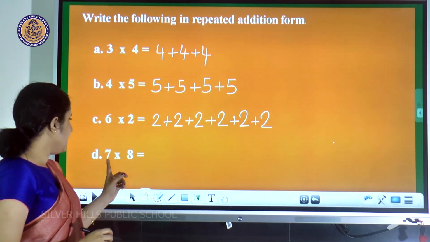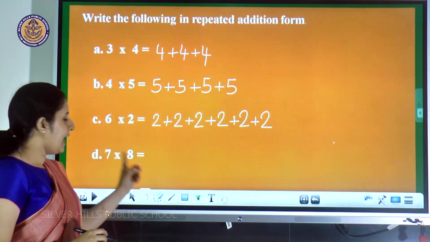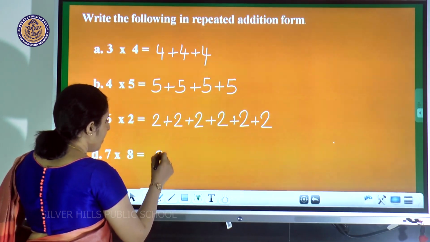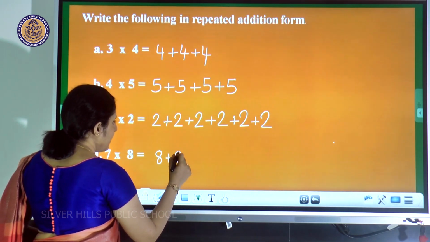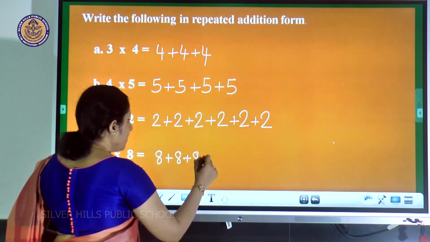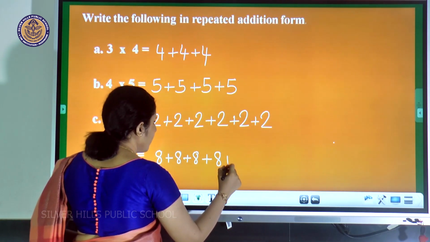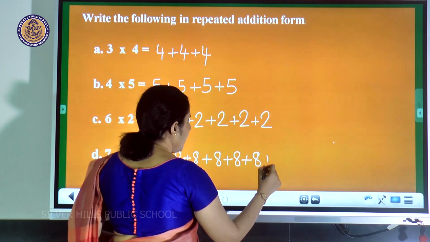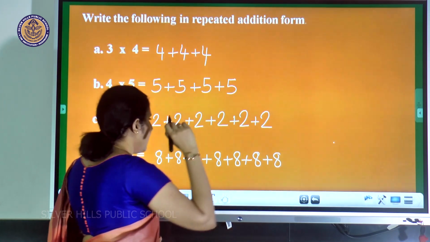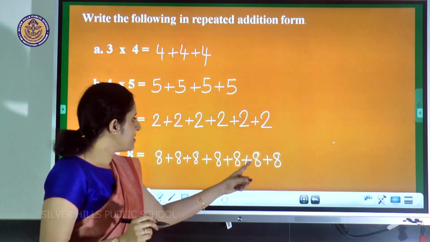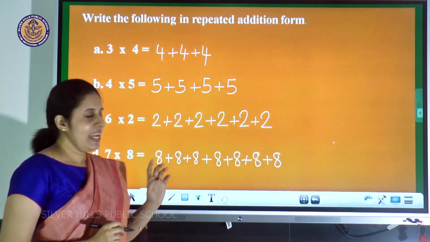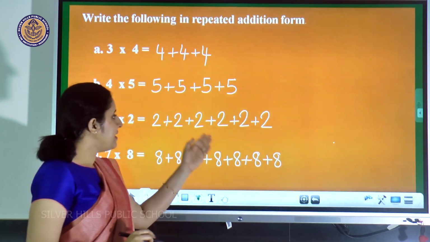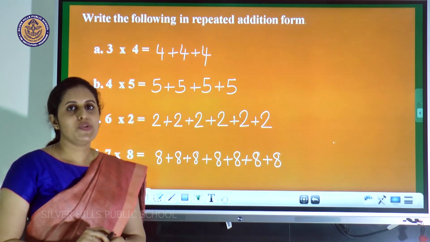So, the last question here. 7 times 8. How do you write that? 8. Second time. 3rd time. 4th time. 5th time. 6th time and 7th time. 1, 2, 3, 4, 5, 6, 7. 7 times 8 we have repeatedly added. This is how you write in repeated addition form. Is it clear to all?